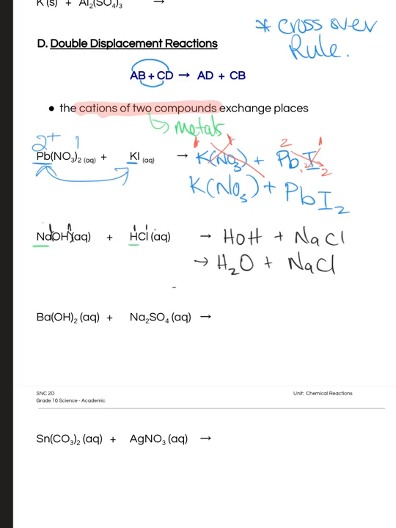So here I have barium hydroxide as well as sodium sulfate. I'm going to look at this and we're going to do exactly the same thing. Let's start by underlining our metal. I know that barium is a metal because it is on the left-hand side of the periodic table. So is sodium.